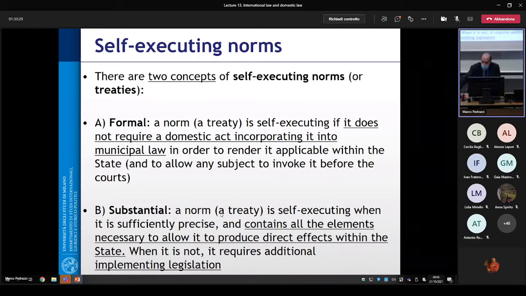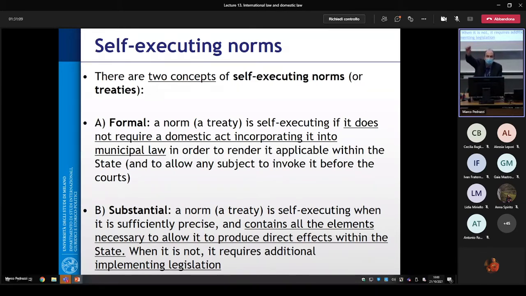Even the rules of the constitution of a state are often considered not to be self-executing. They are, of course, part of the domestic legal system. They are even fundamental rules of the domestic legal system, but they are meant not to contain all the elements necessary to allow them to produce direct effects. And so they need further implementing legislation.